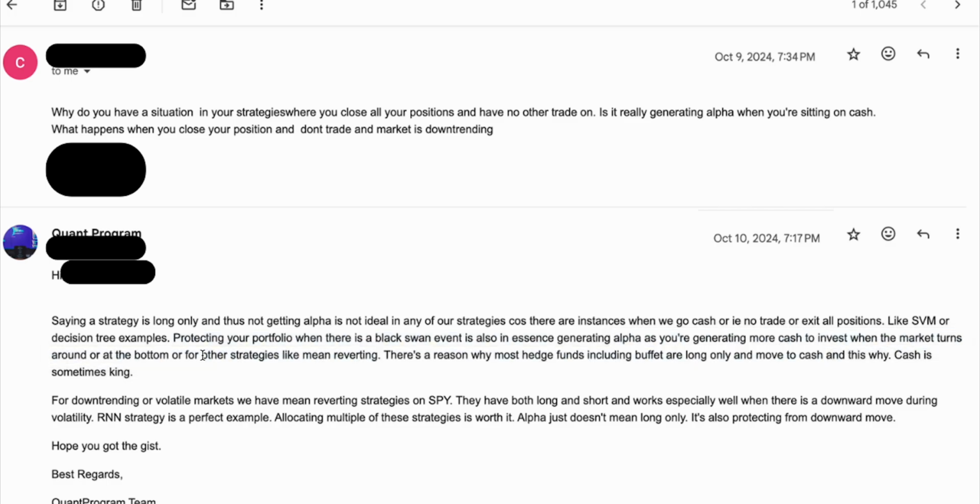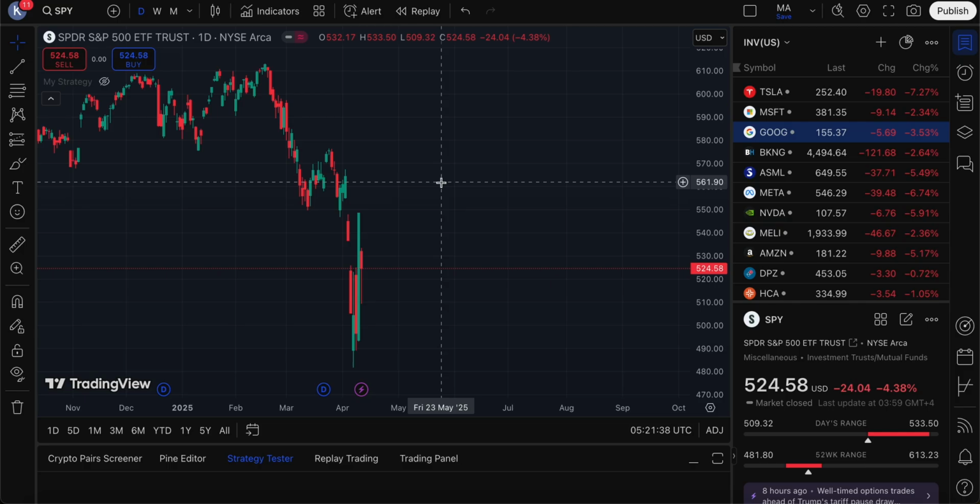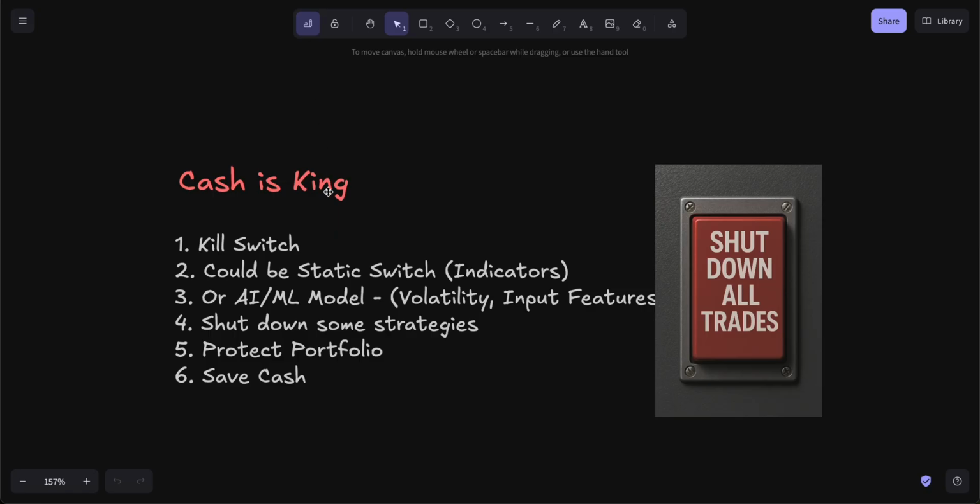Or for other strategies like mean reverting. And I also gave an example. There are reasons why most hedge funds, including Buffett, are long only and move to cash, and this is why. This email was way back in October, and I don't think the student understood it back then, or maybe he did, but right now, with the current market conditions, it's a perfect example of why going to cash is quite important. So let's start with the first thing that quants do.